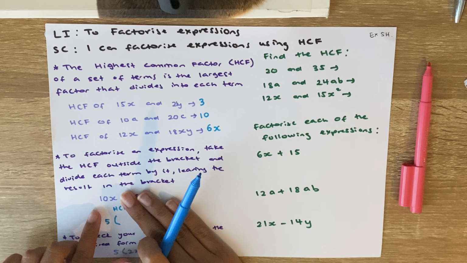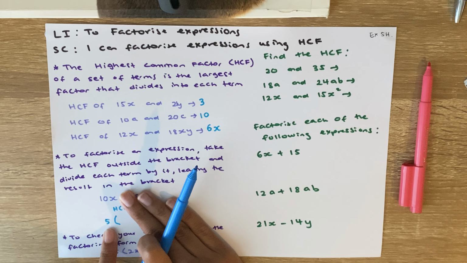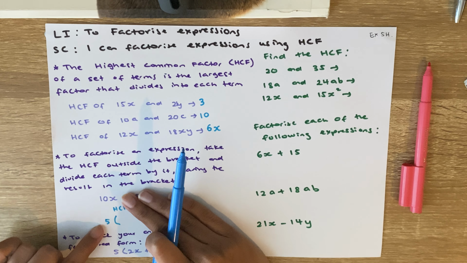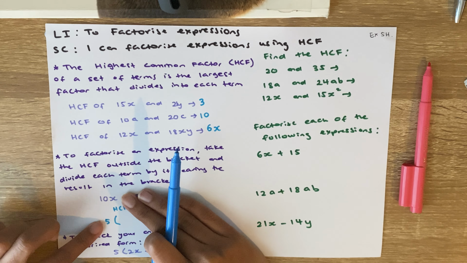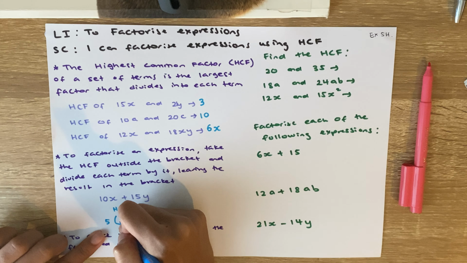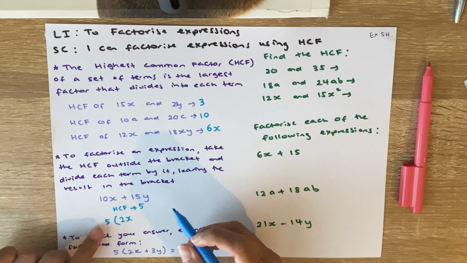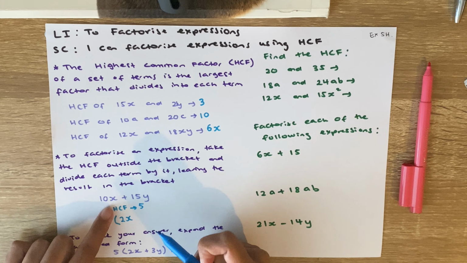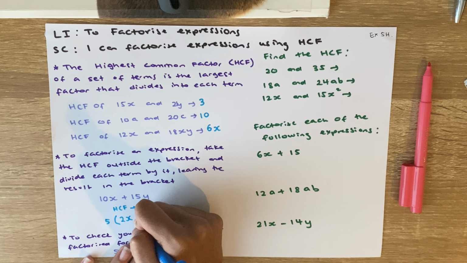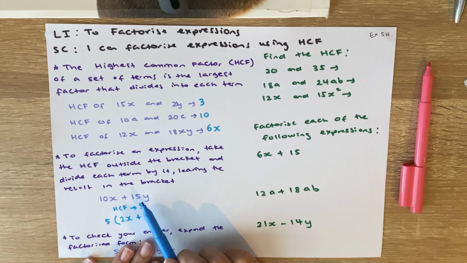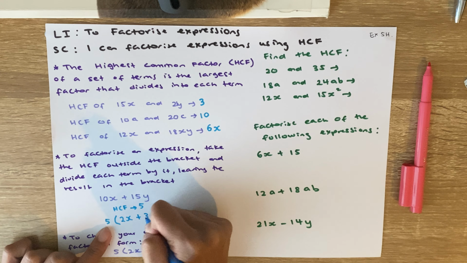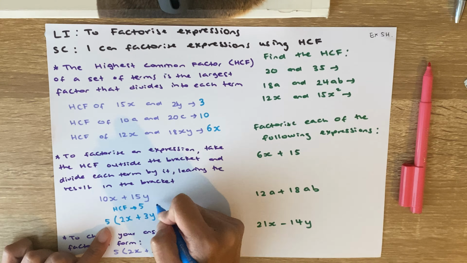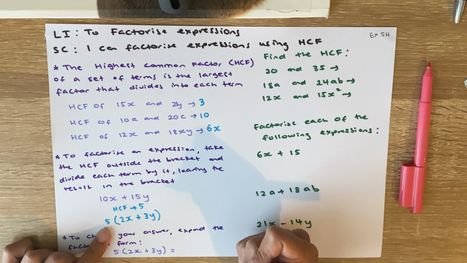So we're going to look at the first term first, 10x. Our highest common factor we said was 5. So we're going to say how many times does 5 go into 10x? All right, 5 goes into 10 twice, and there is an x left over because there's no x with the 5. Okay, so there's an x there, we've got to include it. Now I've got a plus sign, so I'm going to do plus. And we're going to look at our second term now. How many times does 5 go into 15? 5 goes into 15 3 times. So we're going to write 3, and then our letter is y. Because that's the end of my expression, I'm going to now close my bracket.